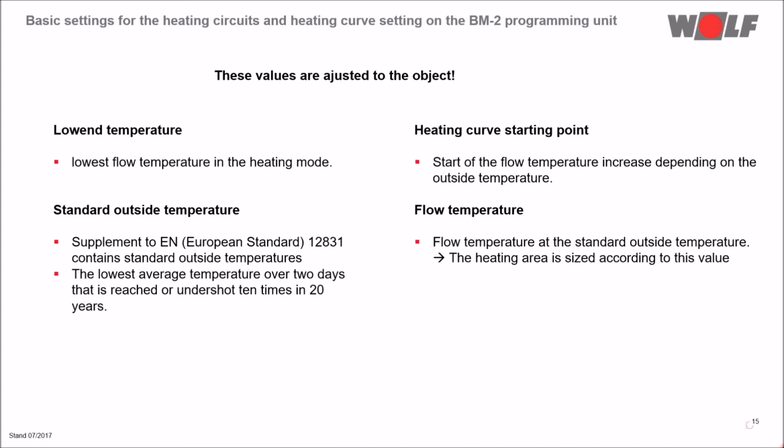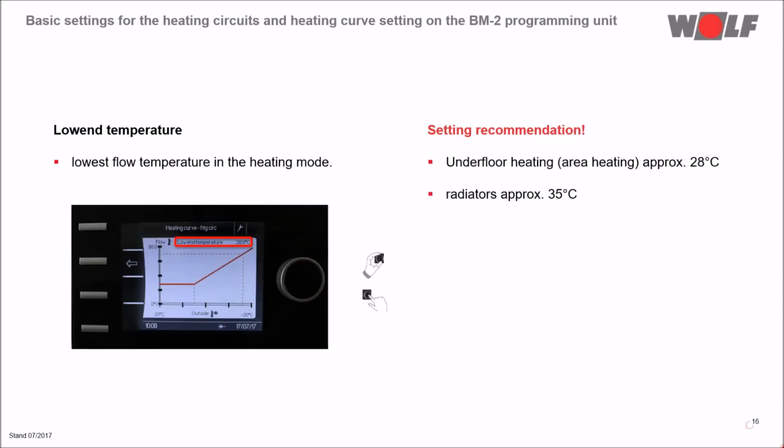The standard outside temperature is the lowest average temperature over 2 days that is reached or undershot 10 times in 20 years. And last but not least, the maximum flow temperature at the standard outside temperature. The heating area is sized according to this value. Let's start with the low end temperature.